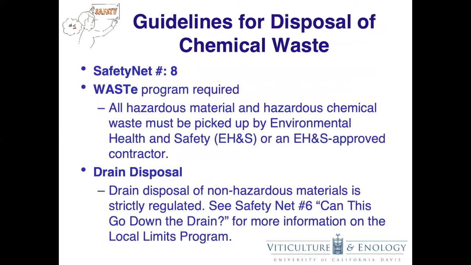Guidelines for disposal of chemical waste can be found in Safety Net 8. One of the online safety tools is the Waste Program. This tool creates a hazardous waste label and sets a timer on the waste for when it needs to be picked up. All hazardous material and hazardous chemical waste must be picked up by Environmental Health and Safety, or EH&S, or an approved contractor. Not many chemicals can go down the drain, and drain disposal of non-hazardous chemicals is strictly regulated. More information on this can be found in Safety Net 6.